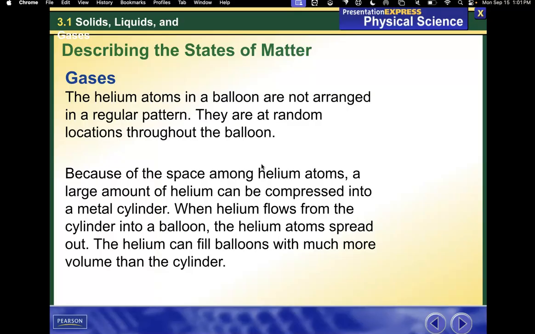Because of the space among helium atoms, a large amount of helium can be compressed into a metal cylinder. When helium flows from the cylinder into the balloon, the helium atoms spread out. The helium can fill balloons with much more volume than the cylinder.